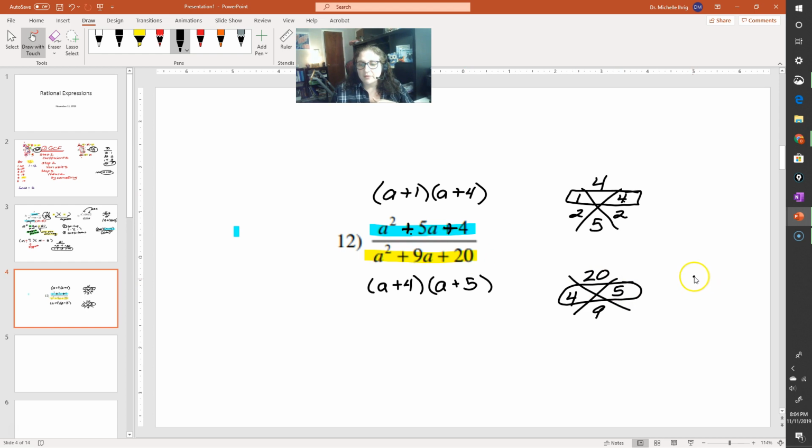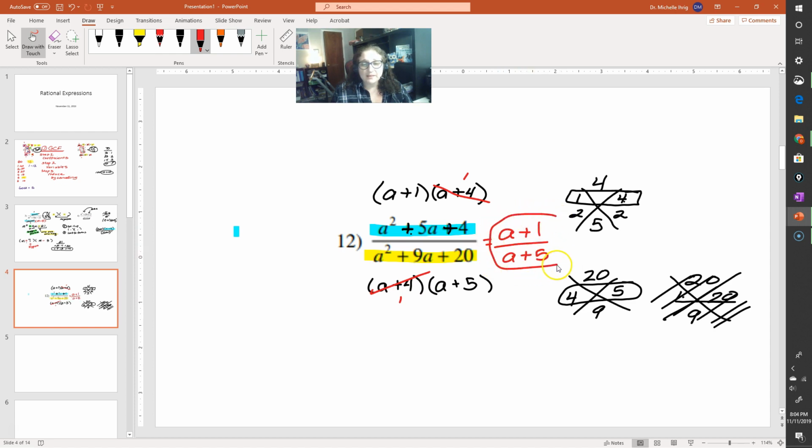Because the other one we could have done, if we thought, well, could it be the 1 here? Well, 1 and 20 gives you 21, not 9. So that's why we can eliminate that one. So that's why I factor the one that looks easy, and then you can eliminate from there. After we've done the elimination, a plus 4 divided by a plus 4 leaves us with 1. So this answer is a plus 1 over a plus 5. And then that's it. Do not cross out the a's. It's just one step at a time, and then leave it.